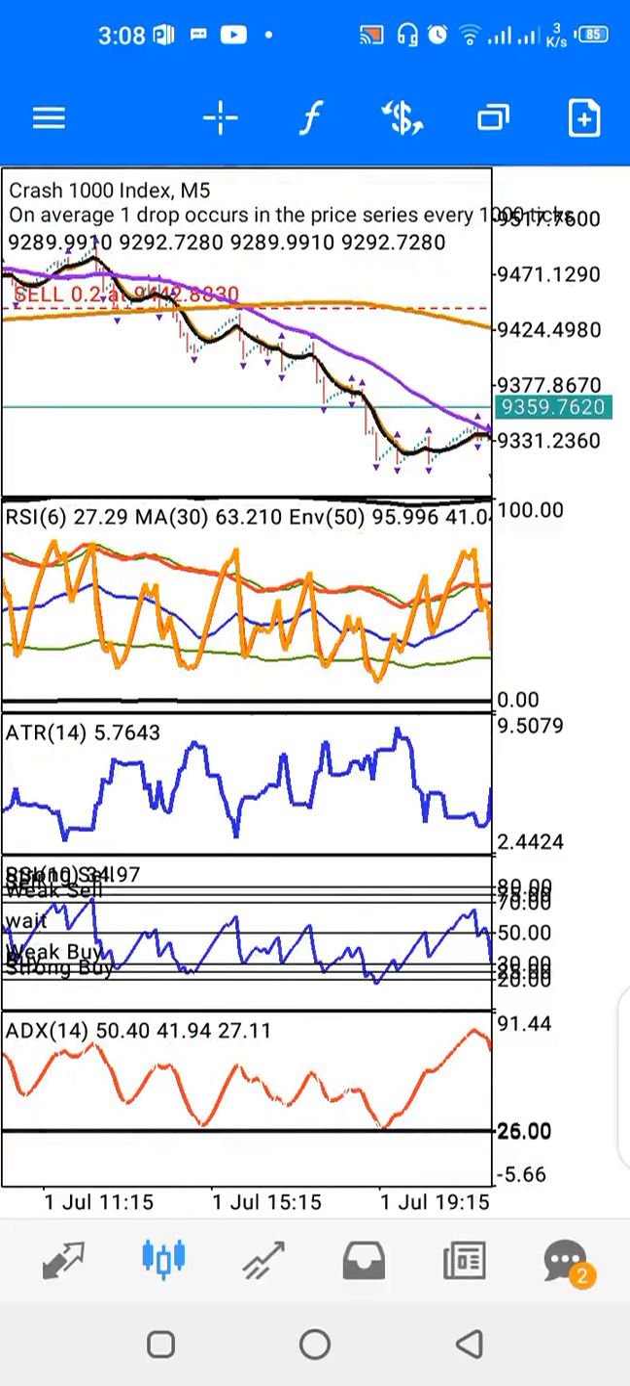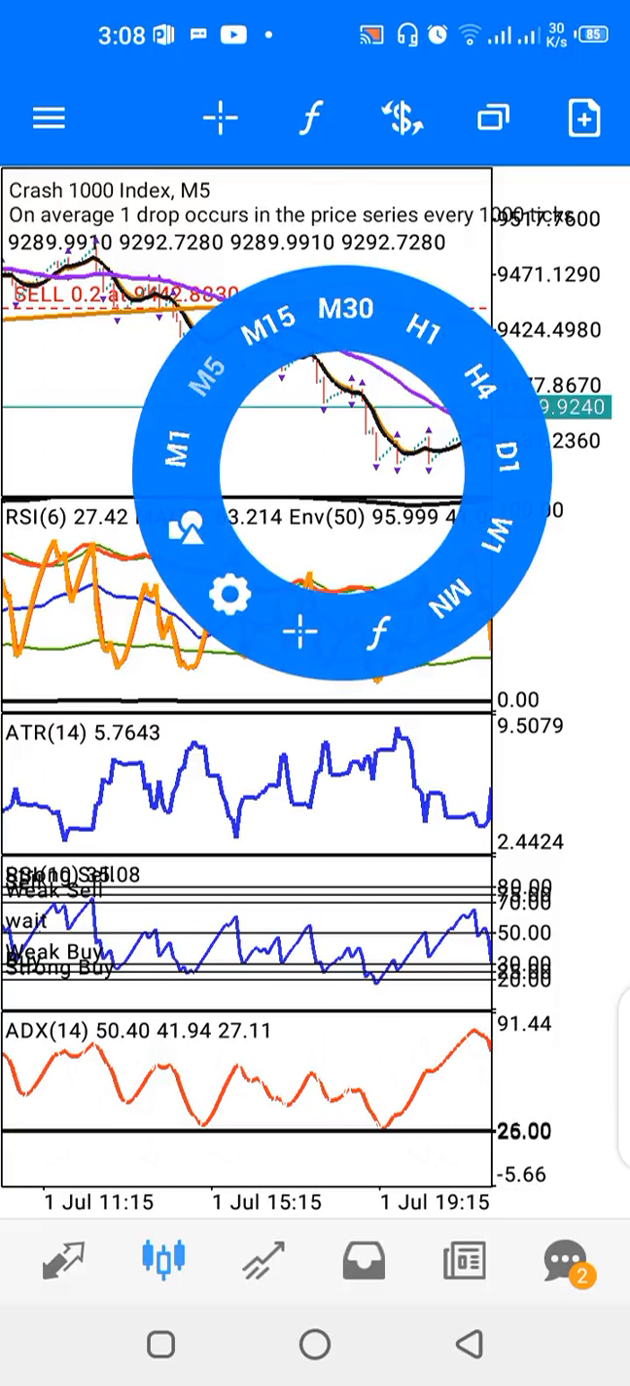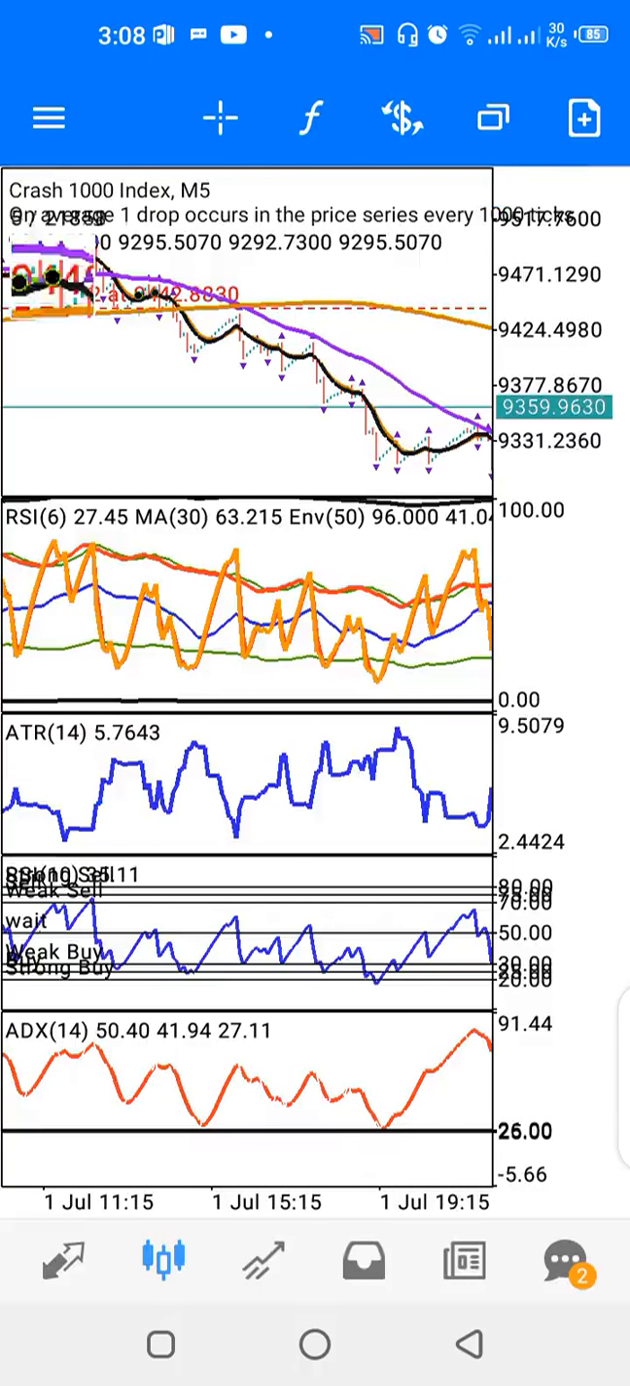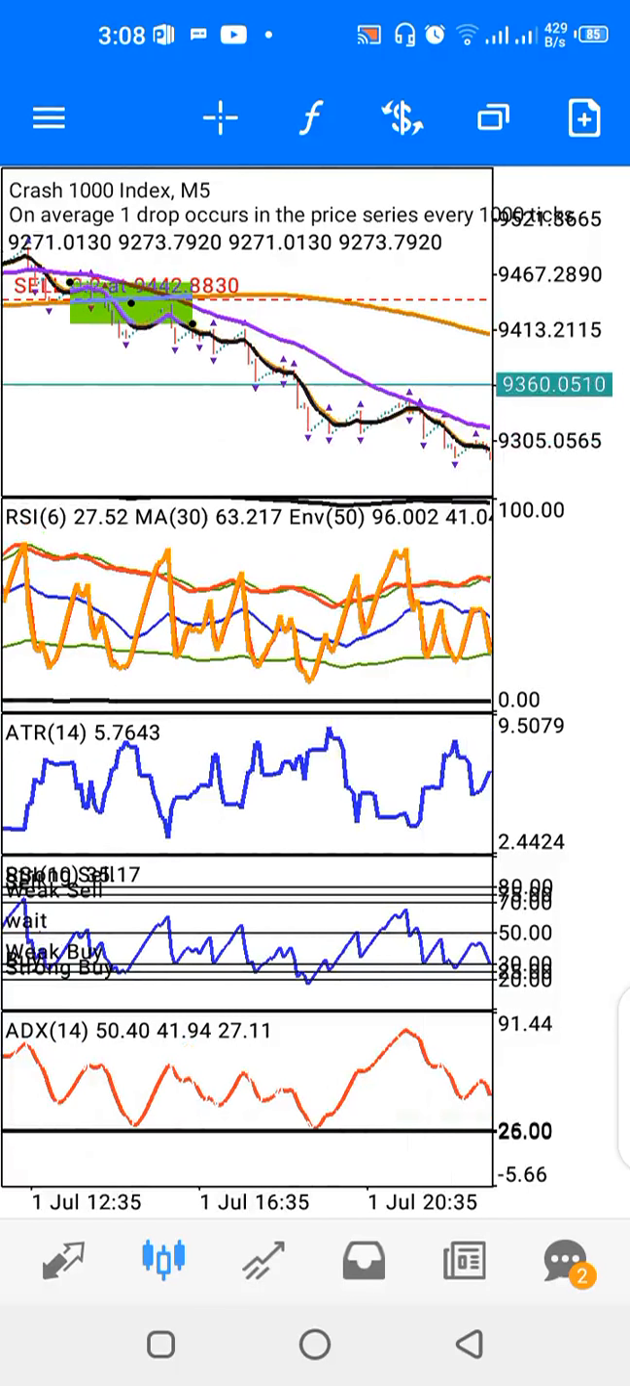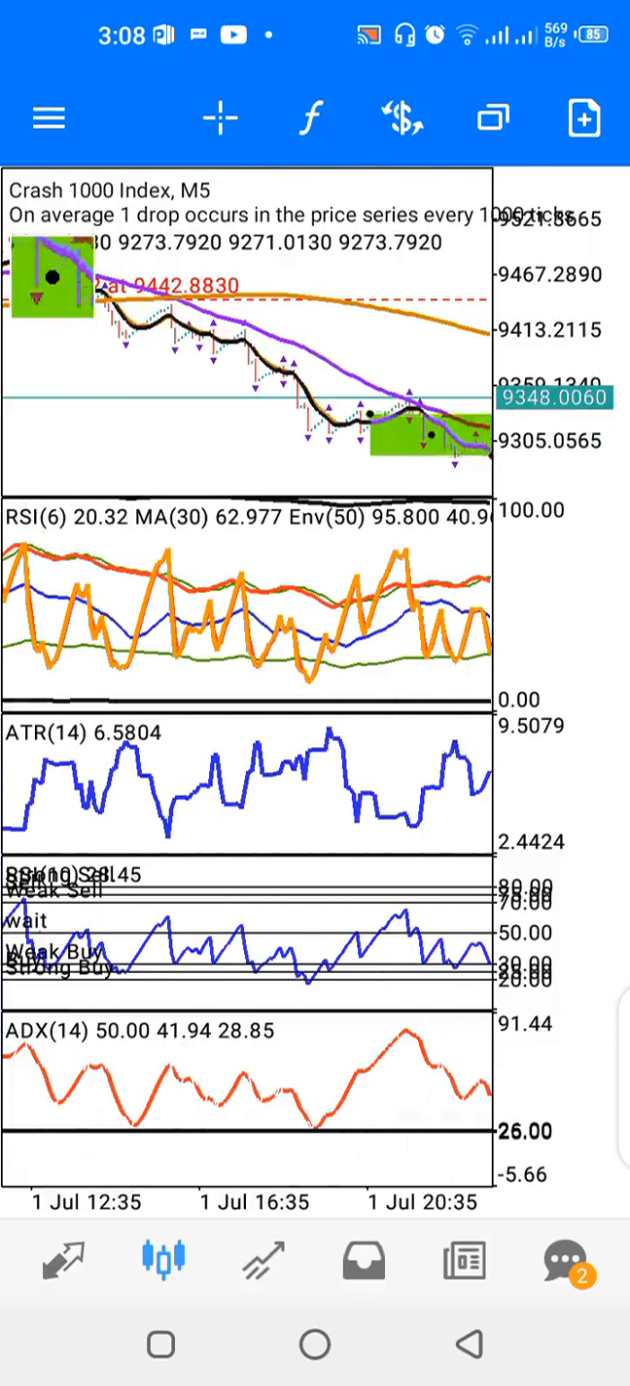Now I need to first of all identify the trend, bullish or bearish trend. Of course, I will only trade crash 1000 when price is in the bearish trend. And how do I identify a bearish trend with this indicator setup? A bearish trend occurs when the black and the purple line cross down below the orange line, like you have around here. That's the start of a bearish trend, and you can see how price spikes downwards.